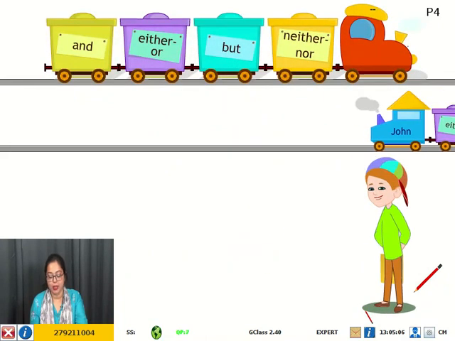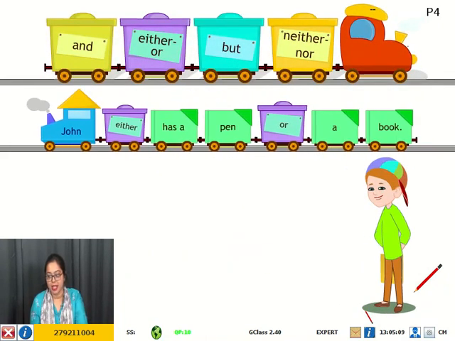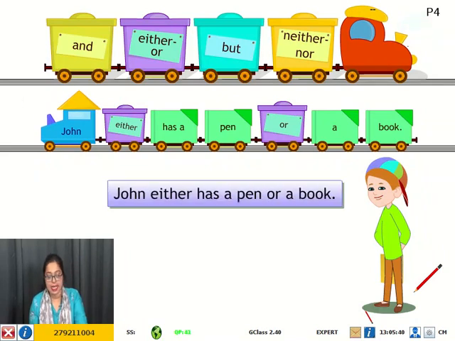There will be another sentence coming up on the screen. So see here in the train, there is another sentence coming up with either or as a conjunction. So see here, John either has a pen or a book. So now John has either a pen or a book. That means there is a choice. When we are using either or as a conjunction, we make a choice, isn't it? That means John here can have either a book or a pen. I'll read out the sentence again. Have a look at the sentence. John either has a pen or a book. Thank you.